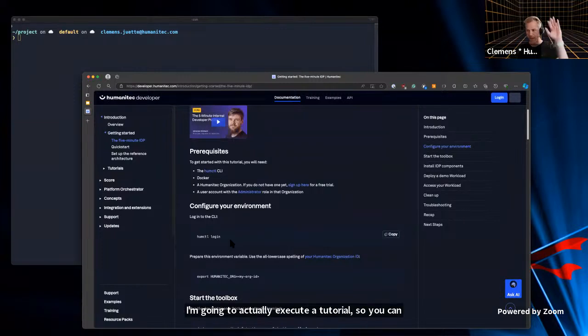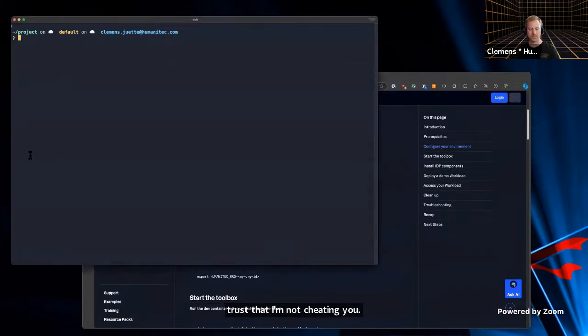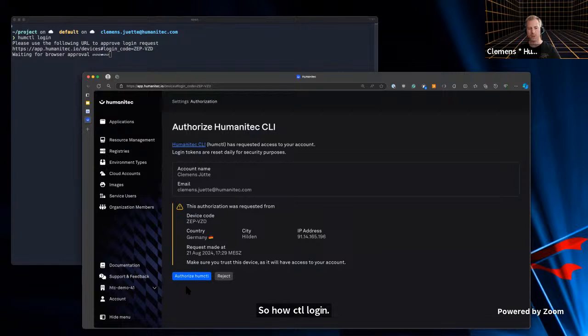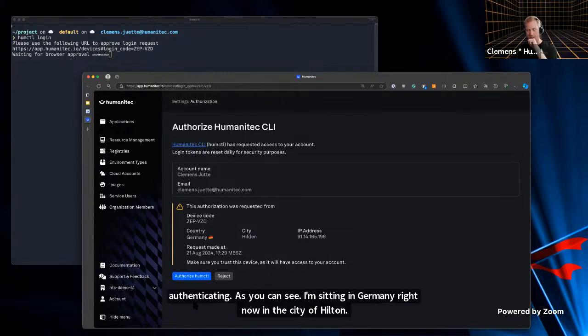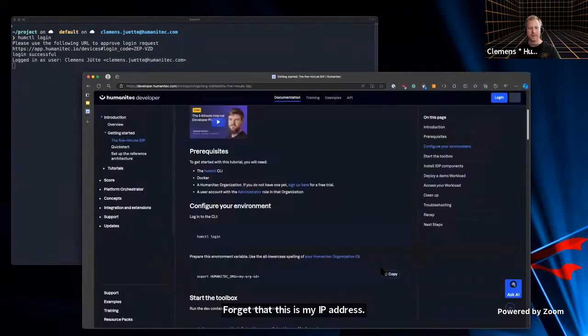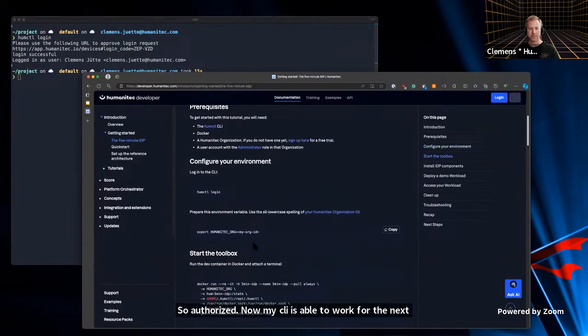HumCTL login. But I have the prerequisites obviously fulfilled already. So HumCTL login. HumCTL is our own CLI tool, which I'm now authenticating. As you can see, I'm sitting in Germany right now in the city of Hilden. Forget that this is my IP address. So authorized. Now my CLI is able to work for the next 24 hours as myself against the orchestrator.